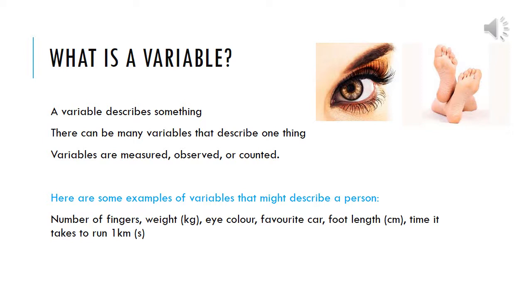A variable is something that can be measured. The measurement describes the thing being measured. For example, height is a variable. My height is 169 centimeters, and this describes something about me.